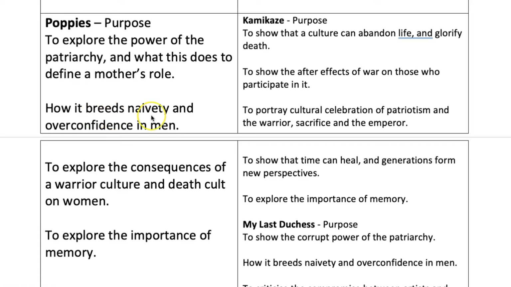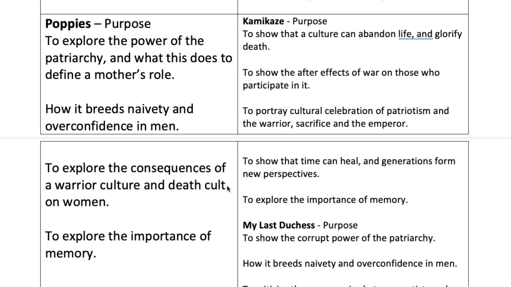How it breeds naivety and overconfidence in men. It's really clear that the son is going off to a future that he thinks is going to be magnificent and which the mother fears is going to be tragic. And to explore the consequences of a warrior culture and a death cult. That's what enlisting and going off to war as a noble and adventurous activity suggests. You can only have a warrior culture to make men happy joining it.